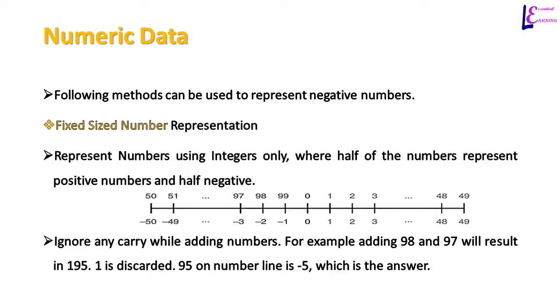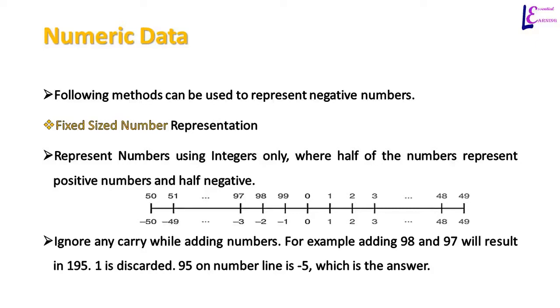Representing positive and negative numbers with plus and minus signs is called signed magnitude representation. The first method that we will learn to represent negative numbers is fixed size representation. That is, represent numbers using a fixed size of integers where one half is positive and the other half is negative.